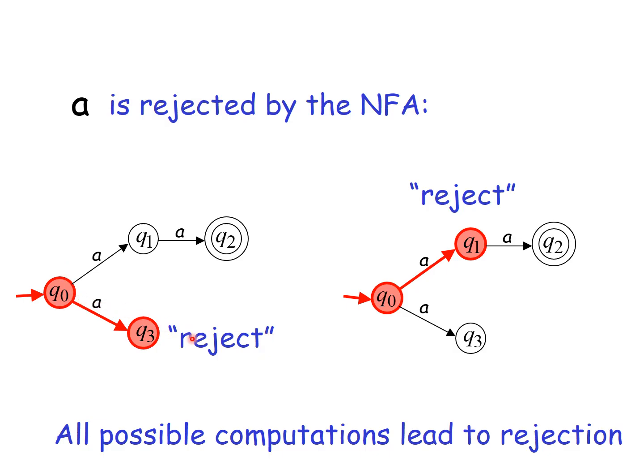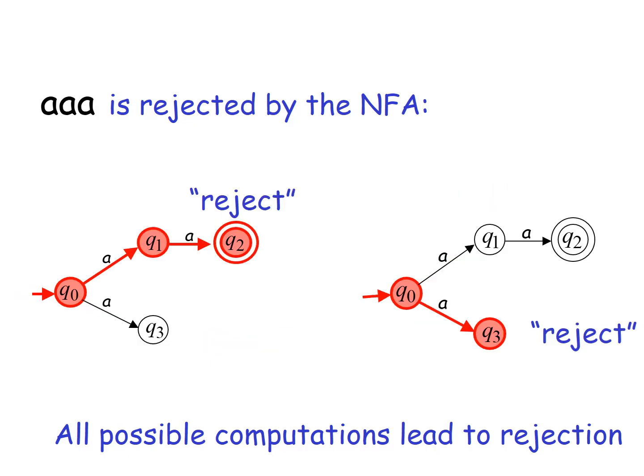Even when A is there, your input becomes empty, but you are not in a final state, so it is rejected. In the second case, even if you go to the second path, you are at an intermediate state and the input becomes empty, still it is not accepted. Okay, it says reject. Another case is that your input is not empty, but you have reached the final state, still it is rejected. Sorry.